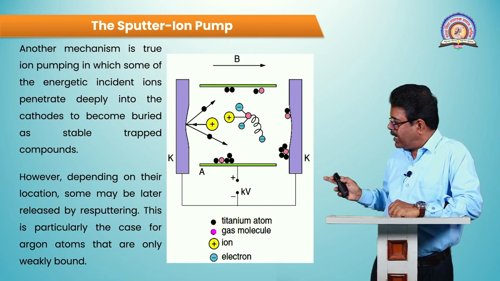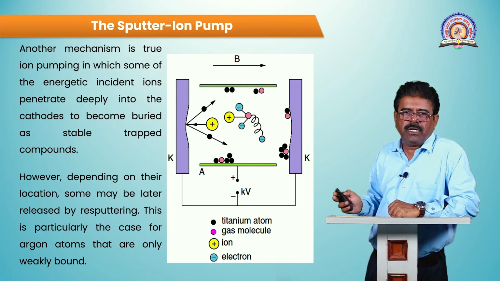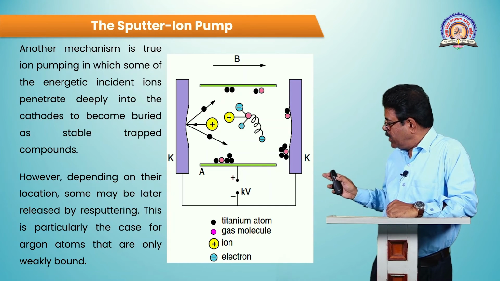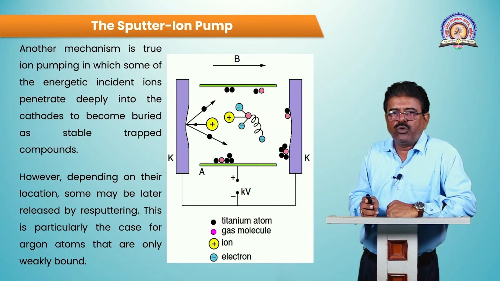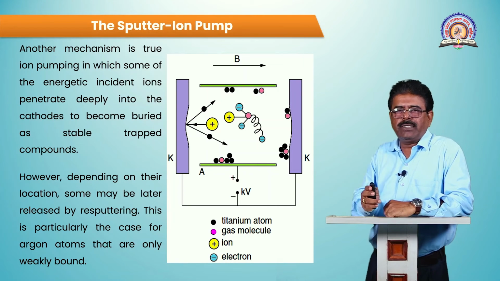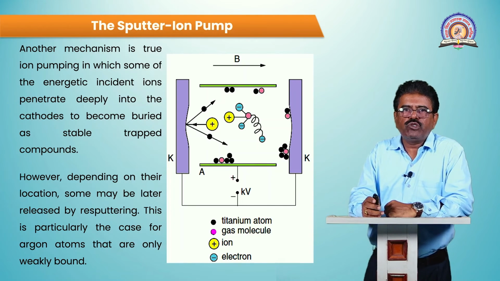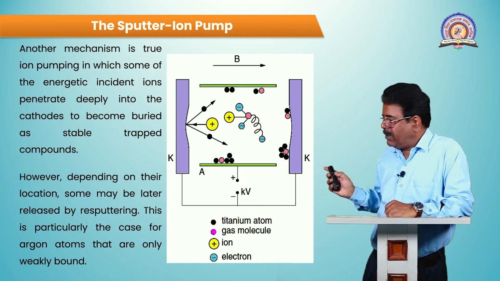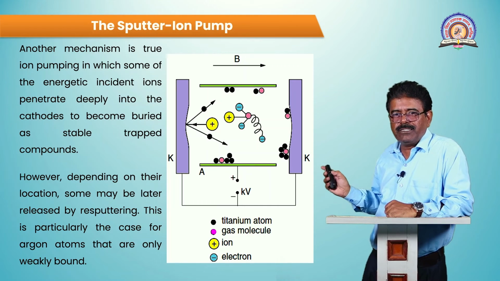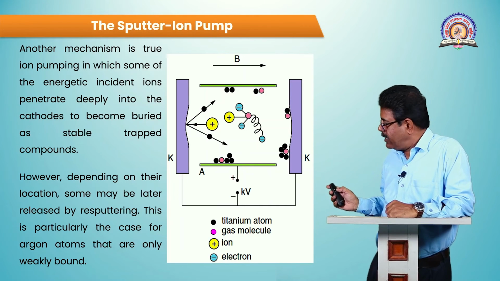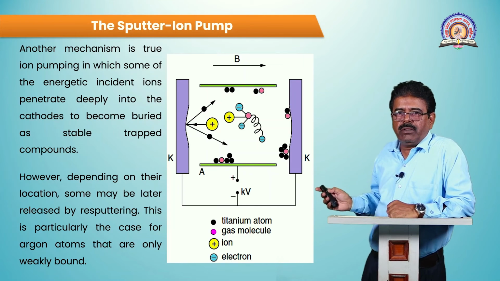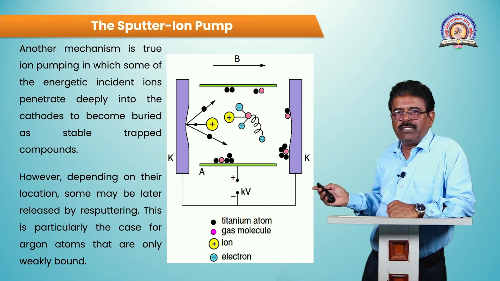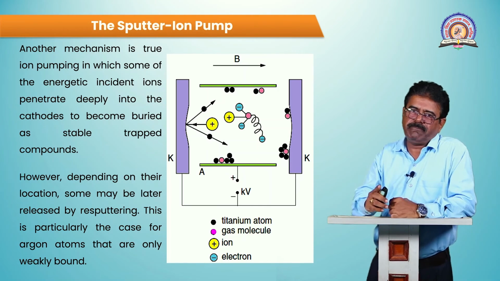So, the solid black you can see there is a titanium atom. The pink one is the gas molecule. The positive yellow spherical shape I have shown is the ion, and the bluish spherical one is the electron. You can see the ions striking the cathode, and the central part is eroded. And the black titanium atoms are deposited everywhere: on the anode surfaces, on the other cathode surfaces, the casing surface, everywhere.